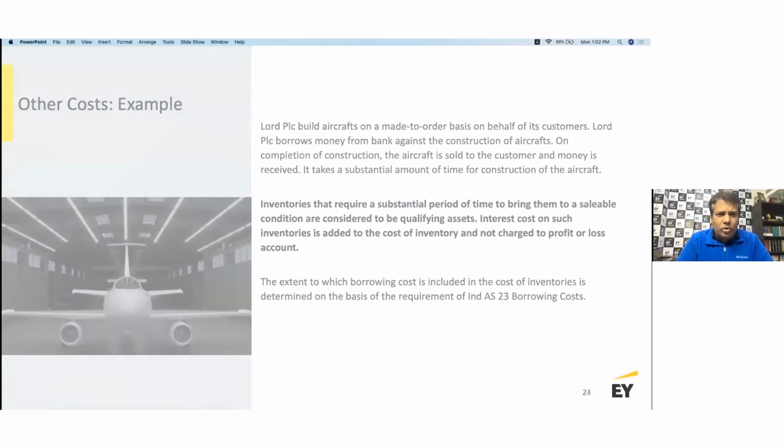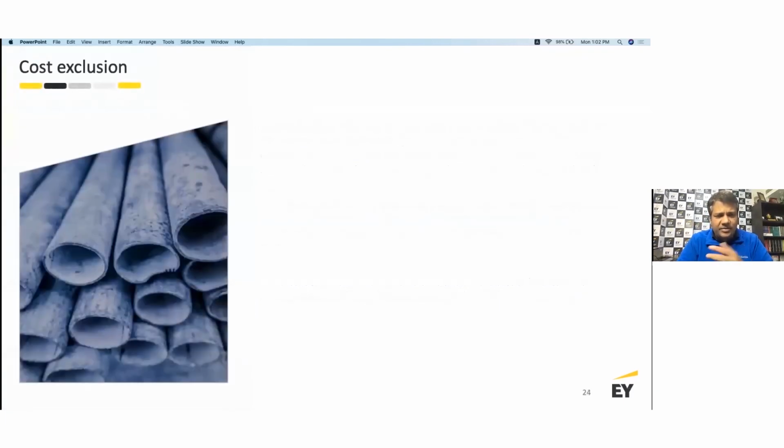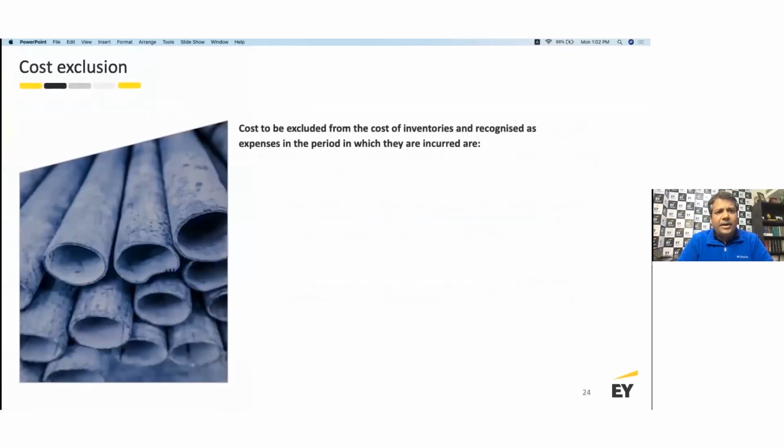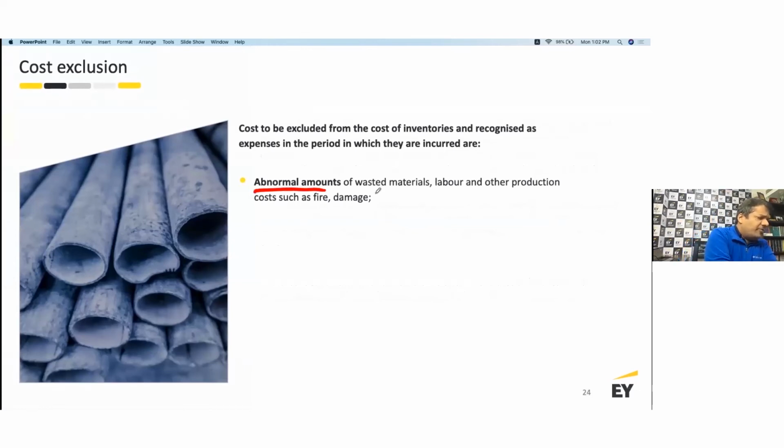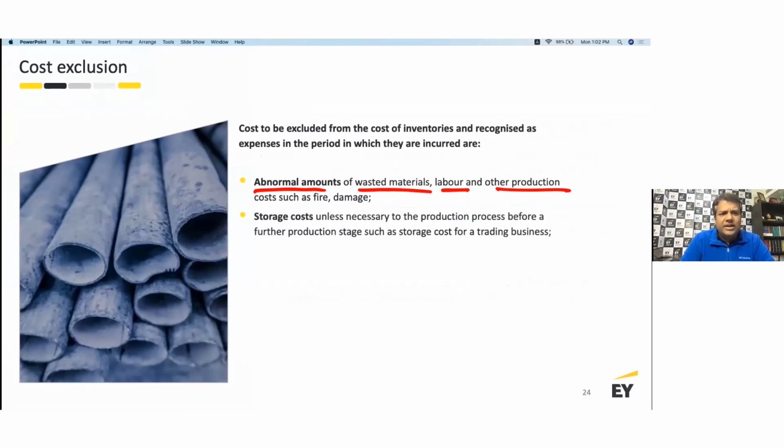Let's talk about a few more costs which we need to exclude, right? And what are these? These are abnormal amounts of wasted material, labor, anything which sounds abnormal in nature. That's a period cost that you're not allowed to charge to inventory cost.